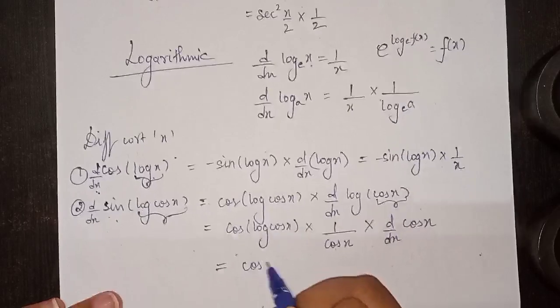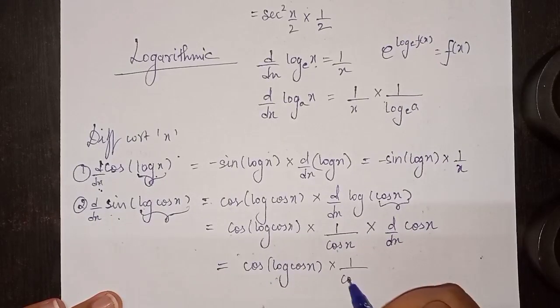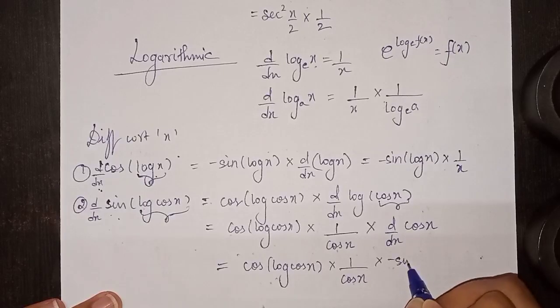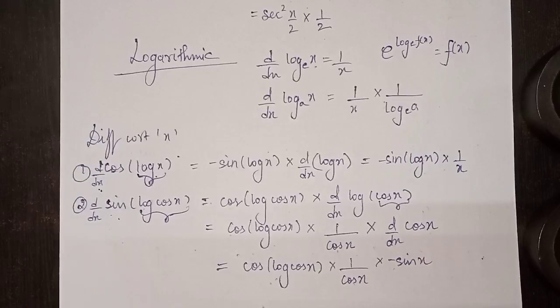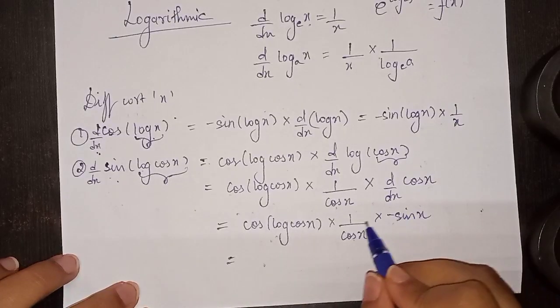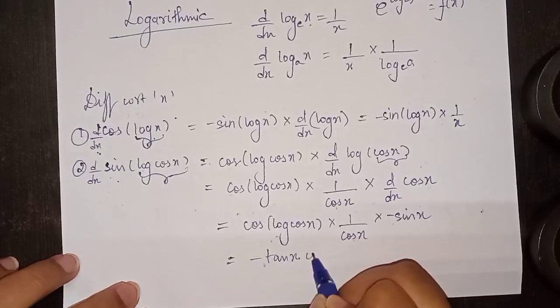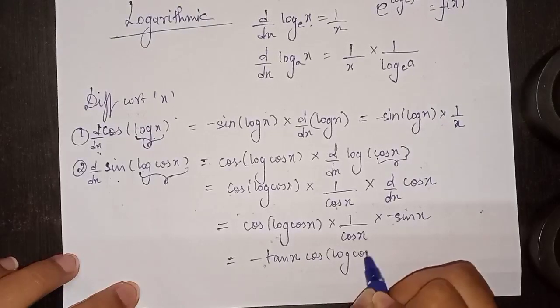Cos(log cos x) multiplied by 1 by cos x into minus sin x. If you want to reduce it further, you can write, see, it is minus sin x divided by cos x, that is minus tan x. Cos(log cos x) into minus tan x. Answer.